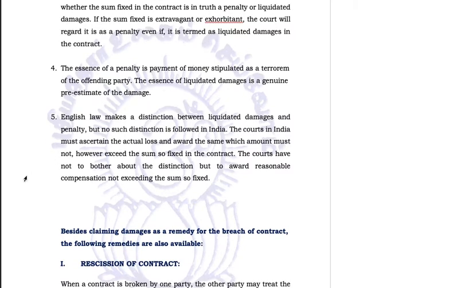English law makes a distinction between liquidated damage and penalty, but no such distinction is followed in India. The court in India must ascertain actual loss and award the same, which must not, however, exceed the sum fixed in the contract. Okay.